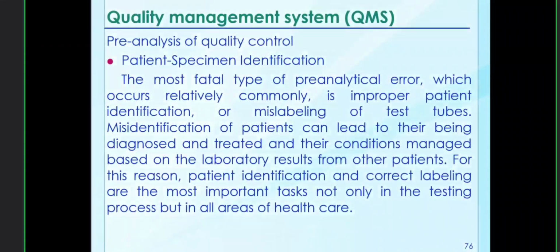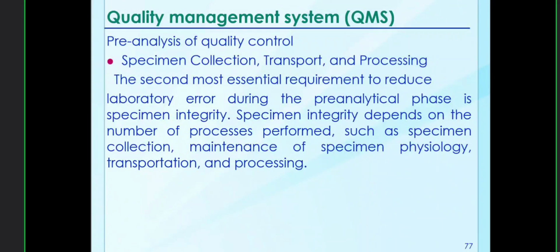And next is about the patient specimen identification. The most fatal types of the pre-analytical error, which occurs relatively common, is improper patient identification or mislabel of the test tubes. Misidentification of the patient can lead to their being diagnosed and treated, and their conditions managed based on the laboratory results from other patients. For this reason, patient identification and correct labeling are the most important tasks, not only in the testing process, but in all areas of the healthcare.